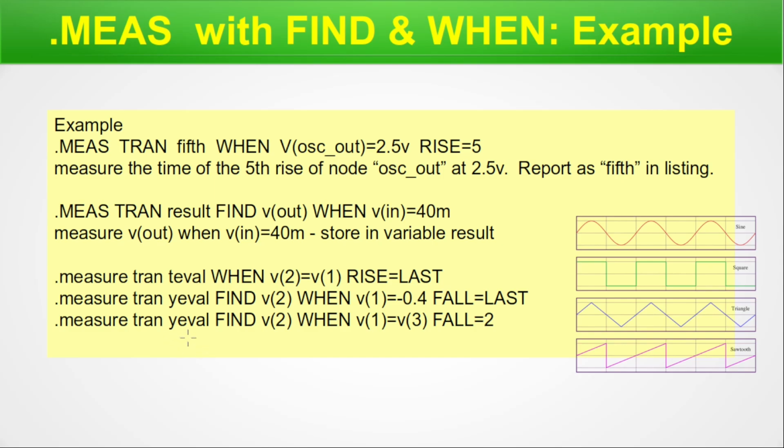Next, again we get similar y values. Find V2 when V1 equal to V3 at fall 2. At fall 2, this is the second fall, when V1 equal to V3 at that particular time. This is V3. So V1 equal to V3. These two values are the same at fall 2. Find V2. This value will be found. This is V1, this is V3 and this is V2.